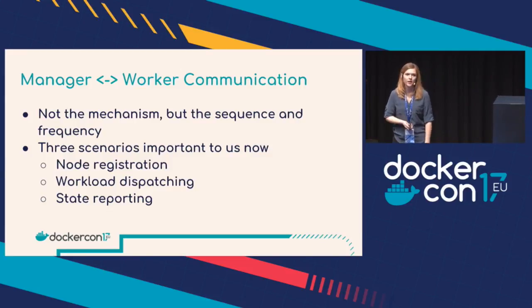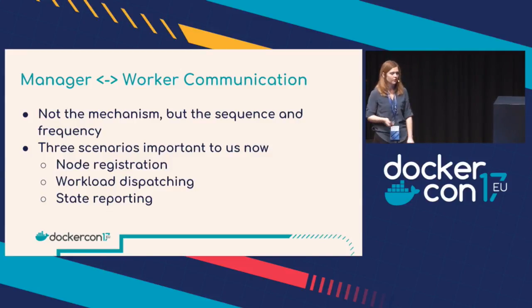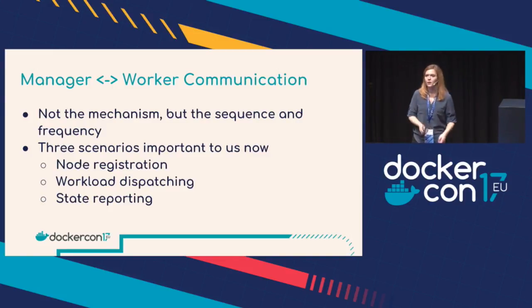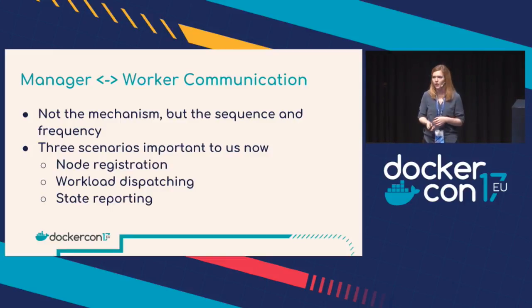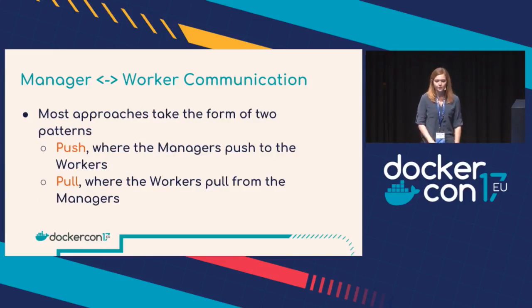I'm not talking about the mechanism of communication. That one's pretty easy to figure out, but the sequence and the frequency of communication. There are specifically 3 scenarios that are the most important to us and the ones that I'll cover, some in more depth and some in less depth today. They're node registration, workload dispatching, and then state reporting. So reporting the status of tasks, as Stephen just shared, is a kind of shared field.